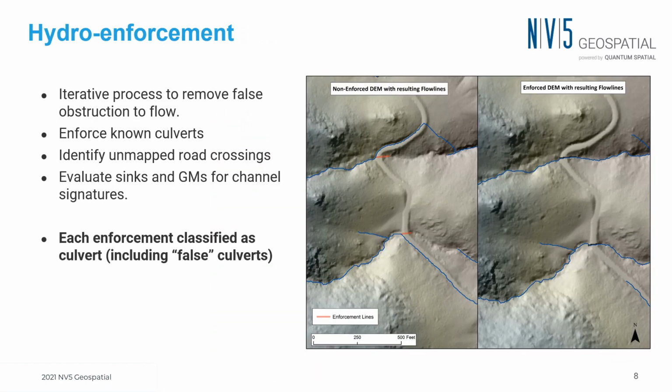Hydro enforcement, another big component of this, network derivation. So it's an iterative process to remove false obstructions to flow. LiDAR doesn't really see culverts, it sees the roads that the culverts go under.